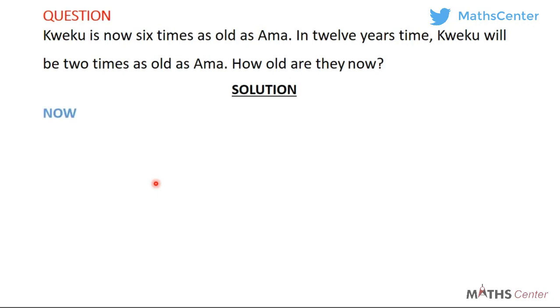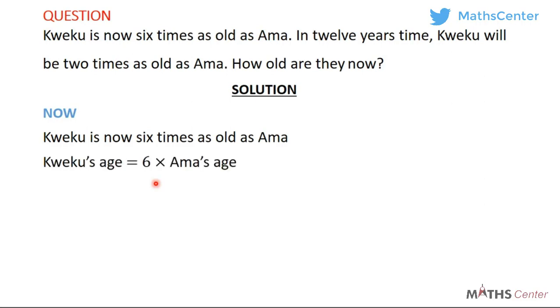Because it's talking about 2 times, we are going to deal with those 2 times, now and in 12 years' time. So now, what we can say is that Kweku is 6 times as old as Ama. This statement means that Kweku's age is equal to 6 times Ama's age. So, if we let Ama's age be x, Kweku's age will be equal to 6 times Ama's age, which is x, and that will be 6 times x, which is 6x. So these are their ages now. Now Ama is x years old and Kweku is 6x years old.